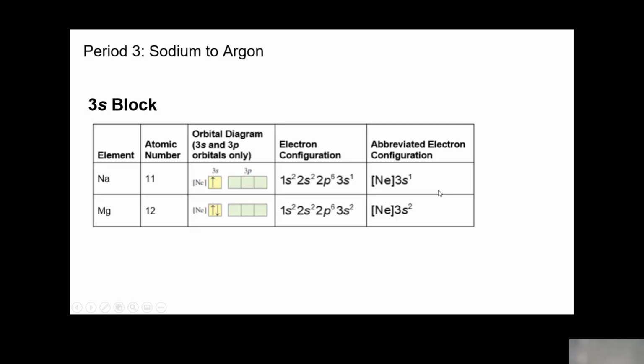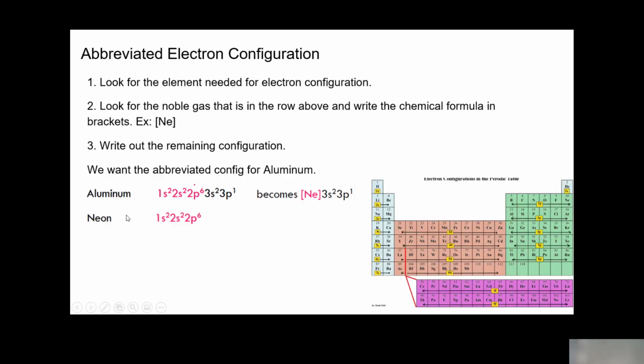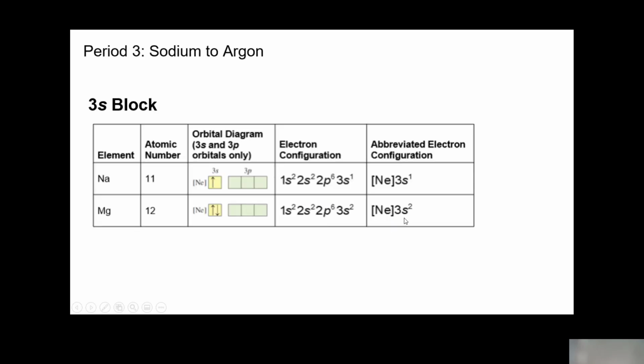So that's the abbreviation, it's a shortcut, but you definitely have to know both, so you're not really getting out of it. So for magnesium, we could do neon, and then you just fill in the 3s2 orbital, and that's what you have here. So 3s1 for sodium, 3s2.